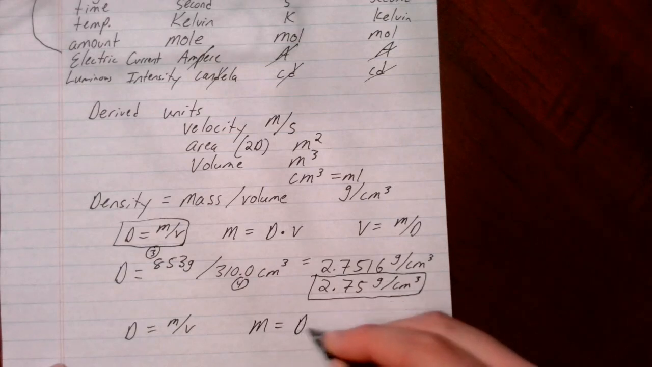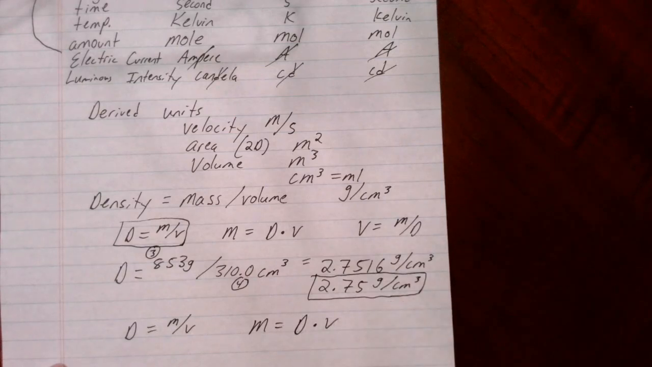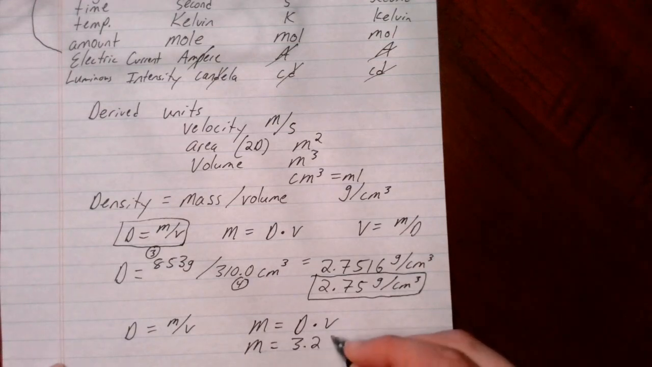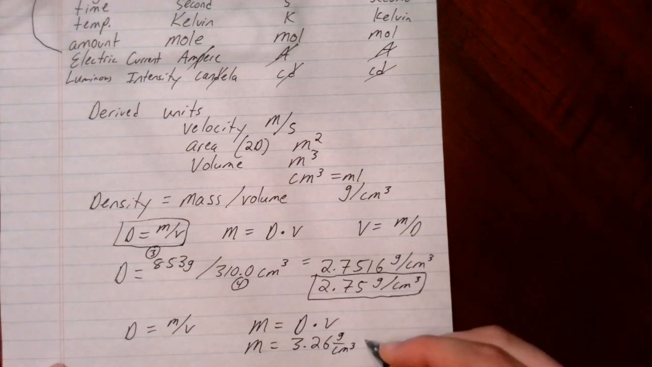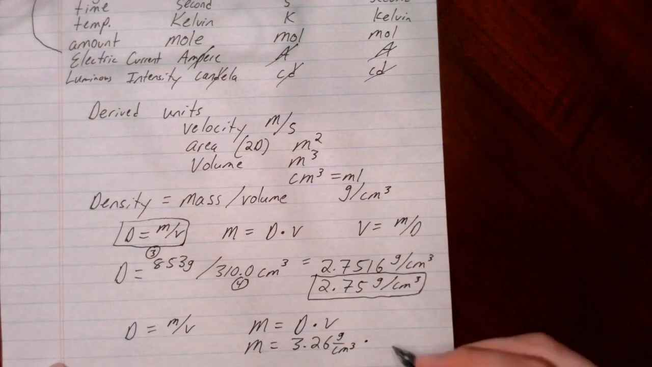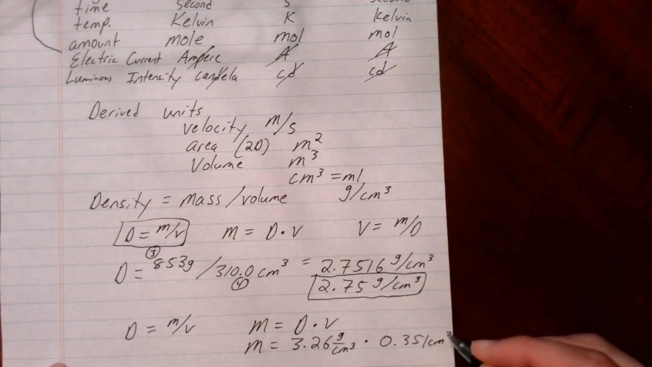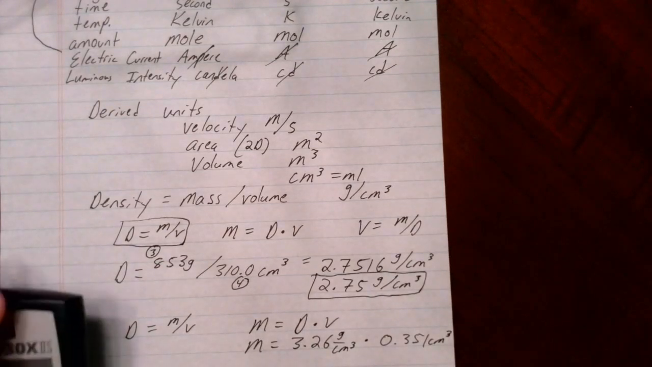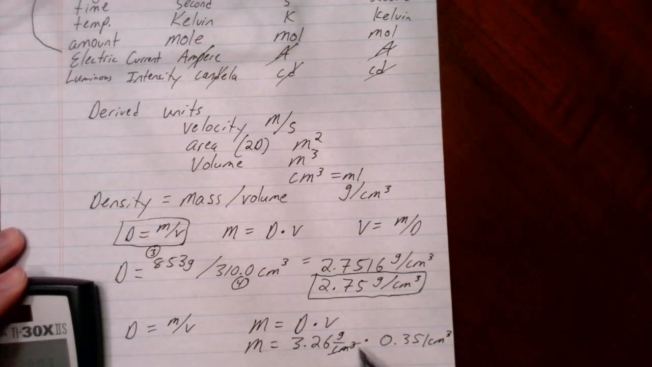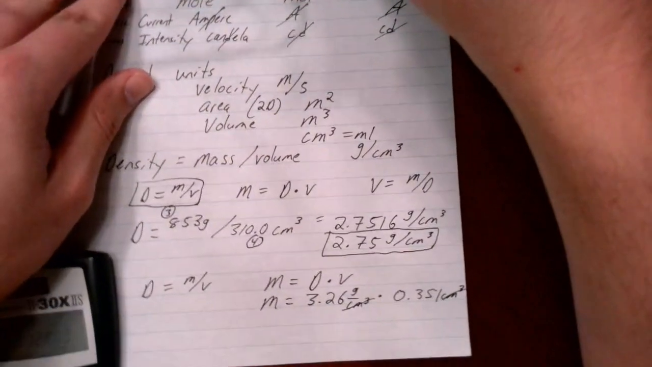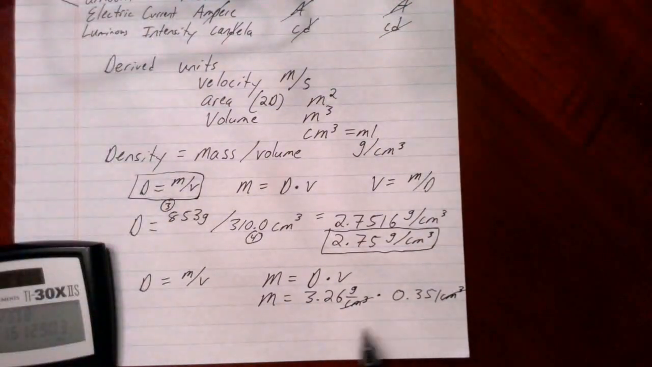Mass equals 3.26 grams per centimeter cubed times 0.351 centimeters cubed. Okay. So hopefully automatically you should recognize, oh, cubic centimeters cancels cubic centimeters. I'm left with grams. Go ahead and do a quick logic check here. Is grams a unit of mass? If you get something that's a unit that's not a unit of mass, you know you did something incorrectly here.